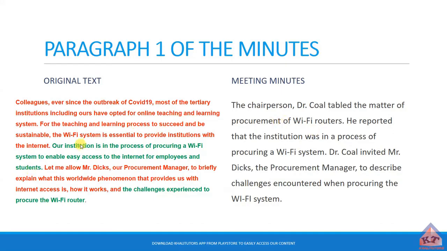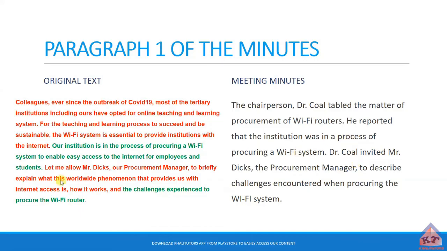So, and then what else did we exclude? I mean, for the teaching and learning process to succeed and be sustainable, the Wi-Fi system is essential to provide institutions with the internet. That information at this point is not really important, okay? But this is important. Our institution is in the process of procuring a Wi-Fi system to enable easy access to the internet for employees and students. That information is important. That is why we included that information here, okay?